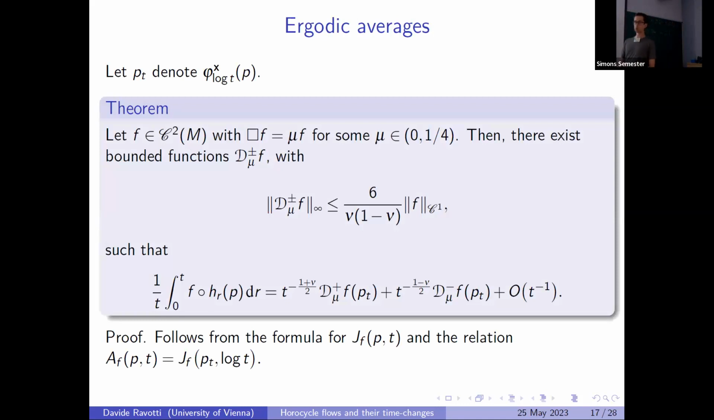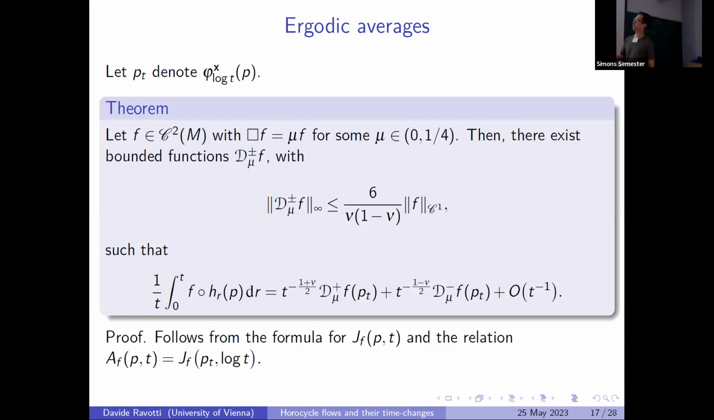And so what have we proved? We proved a very interesting result. Let me call it p_t, the image of p under the geodesic flow for time log t. What did we prove? We proved that if we take a C2 function, well, it would be a C infinity function, that is an eigenfunction of the Casimir operator, say with some eigenvalue between 0 and 1/4, but you can do it for all eigenvalues.